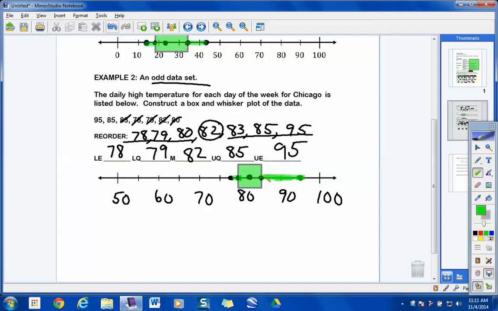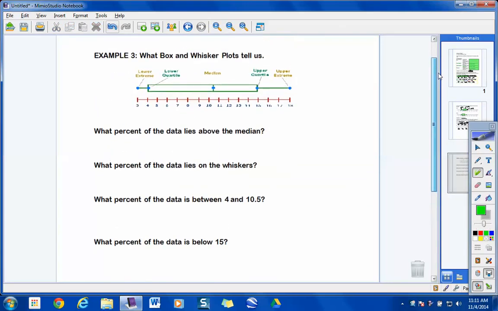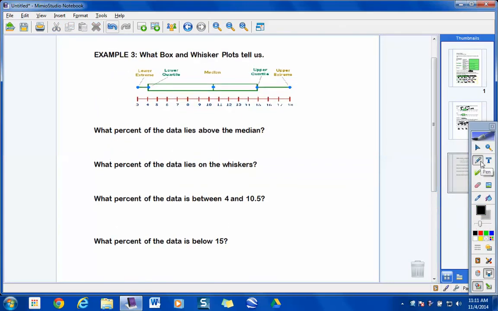Okay. All right. So the last page, real quickly, I want to run into this right here, guys. What does this stuff tell us? Well, I already told you that from dot to dot, from extreme to quartile, there's 25% of data in that whisker. Then in this one, from dot to dot, there'd be 25% of data here. From the median to the upper quartile, 25% of the numbers in the data set fall between those two values, and then finally from the upper quartile to the upper extreme, 25% of data is going to fall there.